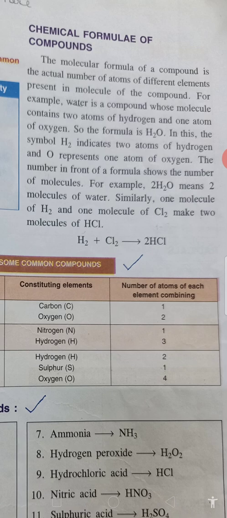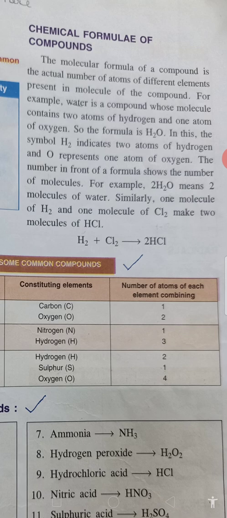Now children, we are going to learn some chemical formulae of compounds. The chemical formula or the molecular formula of a compound is the actual number of atoms of different elements present in a molecule of a compound. A compound is made up of two or more elements of different kinds. For example, water is a compound whose molecule contains two atoms of hydrogen and one atom of oxygen.